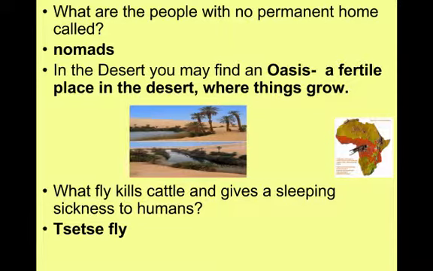One of the things we didn't talk too much about, but I find fascinating, is this fly that actually kills cattle and gives sleeping sickness to humans. And you can see this is located really in the Sahel and in the rainforest area, and that's called the tsetse fly.